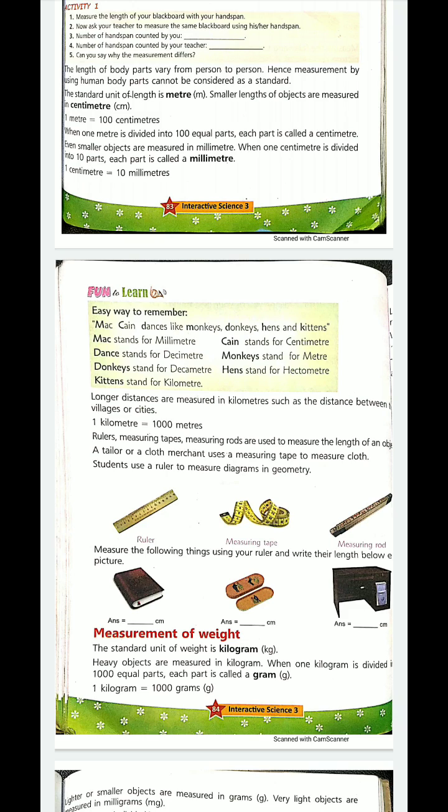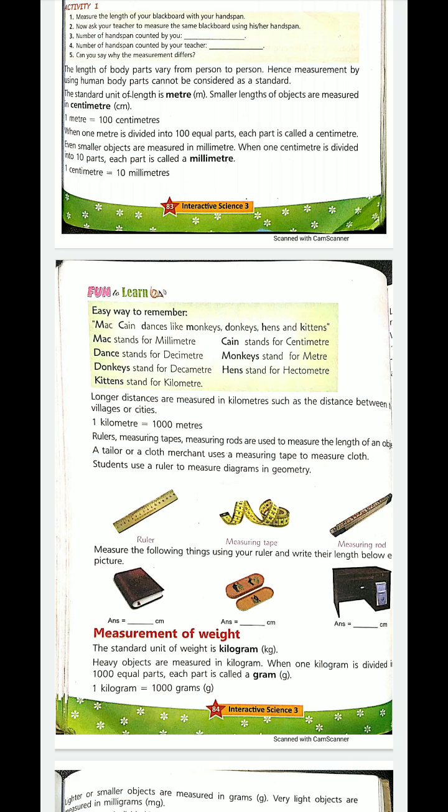Ruler, tape, measuring rod are used to measure the length of an object. A tailor or a cloth merchant uses a measuring tape to measure cloth. Students use rulers to measure diagrams in geometry. You all use a ruler. Measure the following things using your ruler and write their length below the given picture.